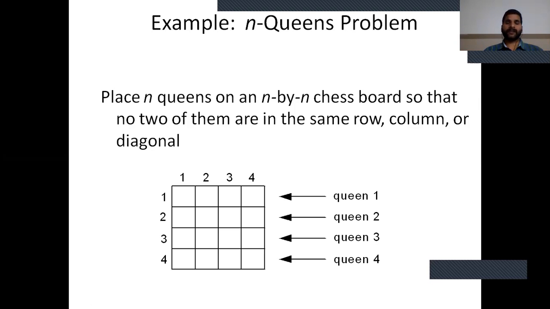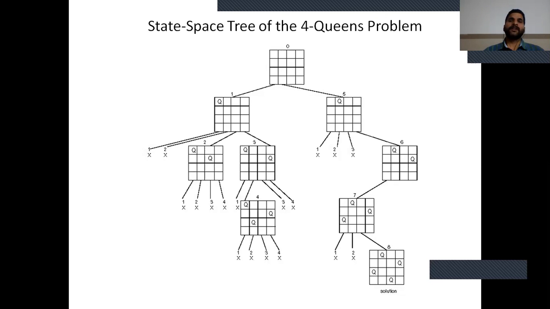According to the definition, the first queen can be placed in row 1 and column 1, 2, 3, or 4, so there are 4 possibilities for placing the first queen. Initially, suppose we have only the 4 by 4 chessboard. Now first we place the queen in the first row and first column. Now the second queen is placed.